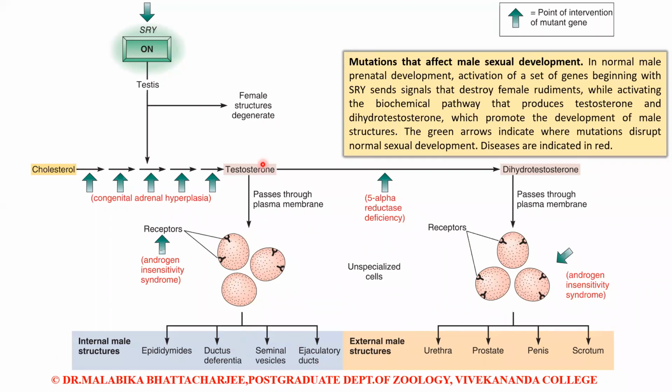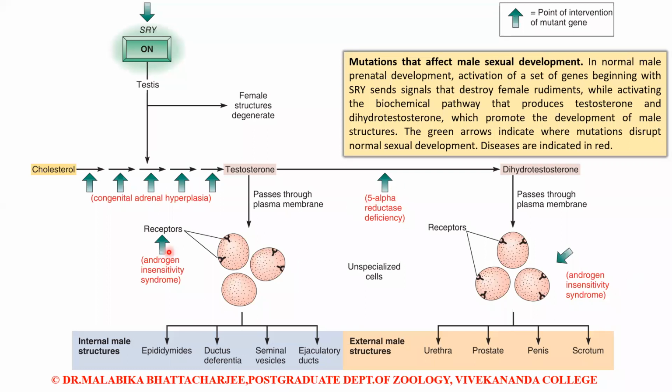From the testosterone, further the dihydrotestosterone is produced, which passes through the plasma membrane, resulting in the development of the external male structures. Now, there are the red colors. The red colors, as you can see, are actually diseases that are indicated by red.